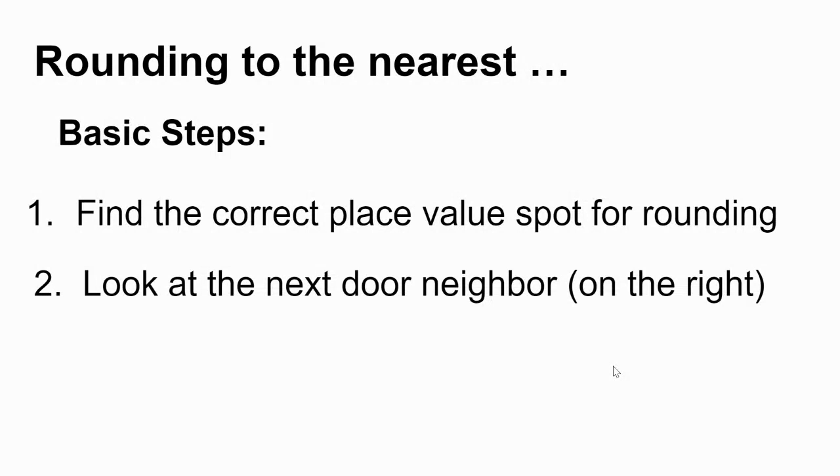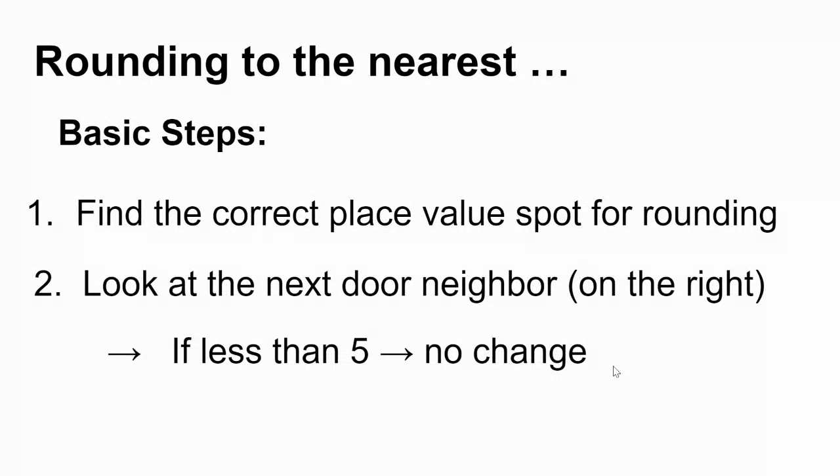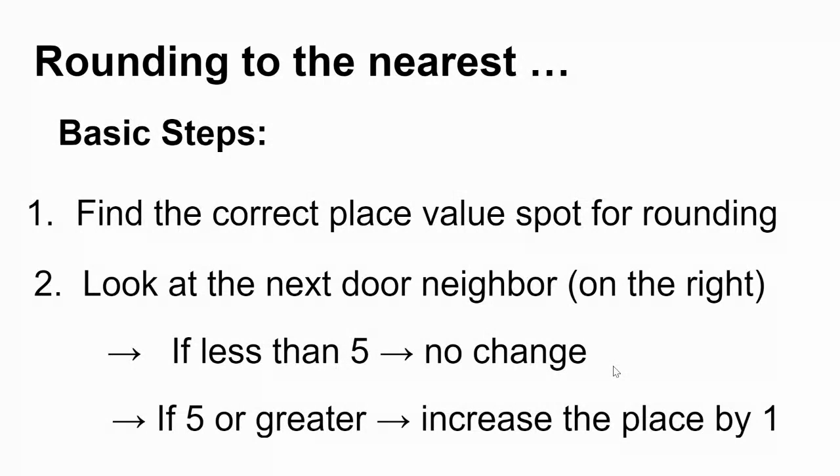Because then you look at the next door neighbor, the one directly on the right, and that tells you everything, right? Remember, if it's less than 5, there's no change in that place. But if it is 5 or greater than 5, you increase that place by 1. Right. So let's look at some specific examples about this.